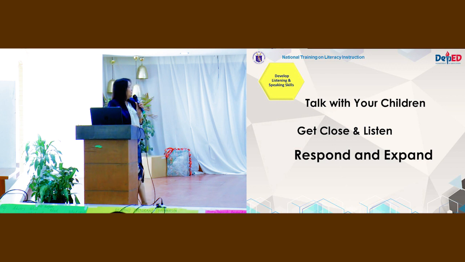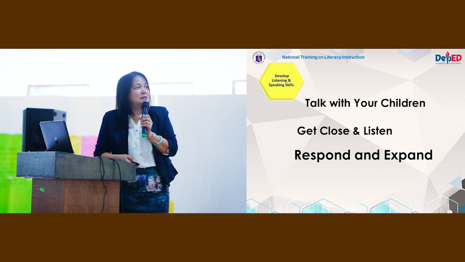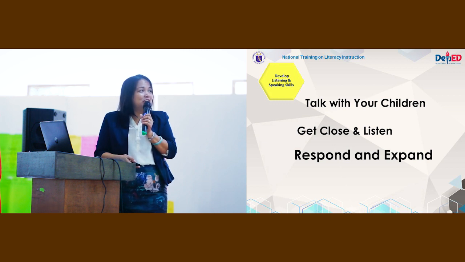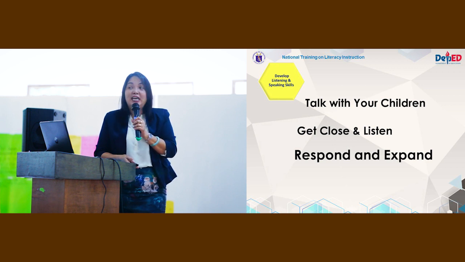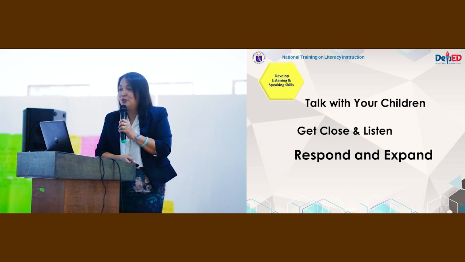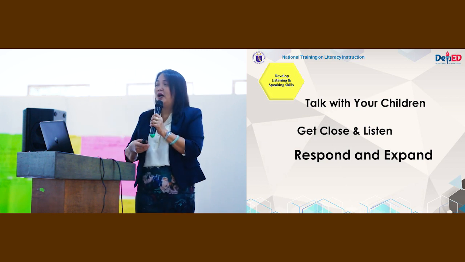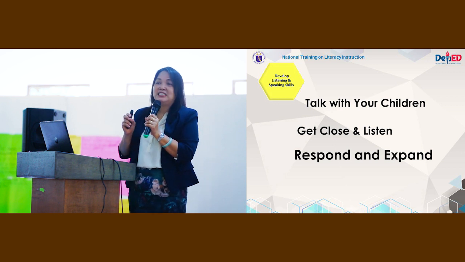Okay, another way that we develop listening and speaking skills is that, especially in the early grades, teachers should get close and listen to students. When speaking with children, it is important to get close. The child should be able to see your lips and facial expression, hear your voice clearly, and make eye contact with you. Making sure that you get close helps ensure that the children keep an interest in what you are saying. So that means to say, this is one way that we remember in explicit teaching.